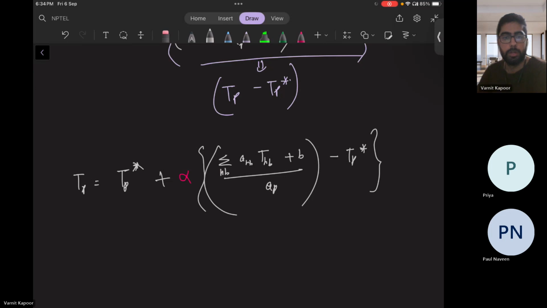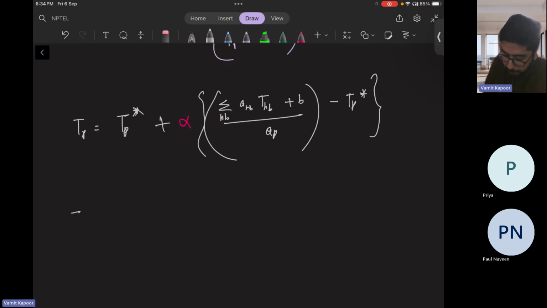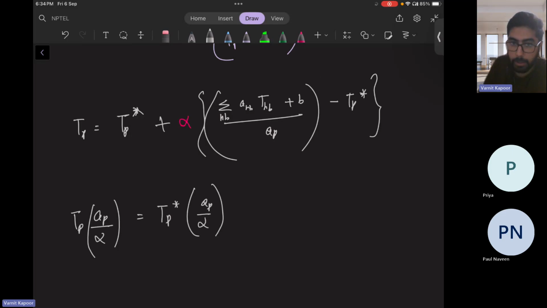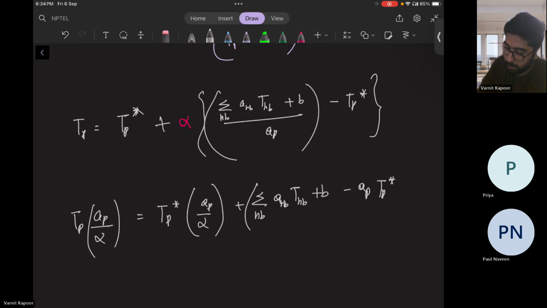Now, if I again multiply with AP and divide by alpha on both sides, what will it be? TP into AP by alpha is equal to TP star into AP by alpha plus summation of neighboring nodes A NB, T NB plus B minus AP TP star. All right. I've multiplied with AP on both sides and divided by alpha.